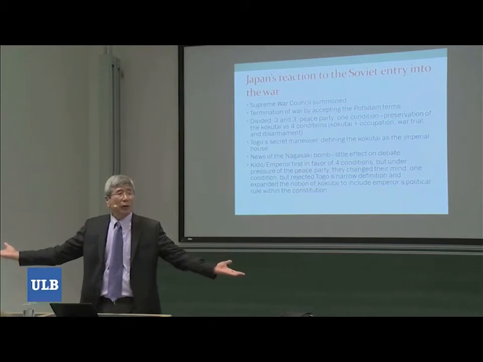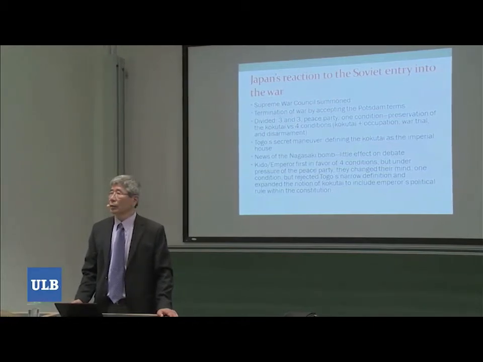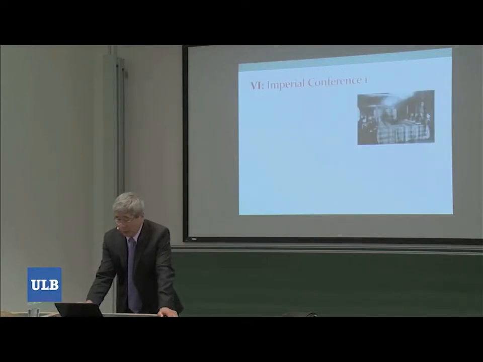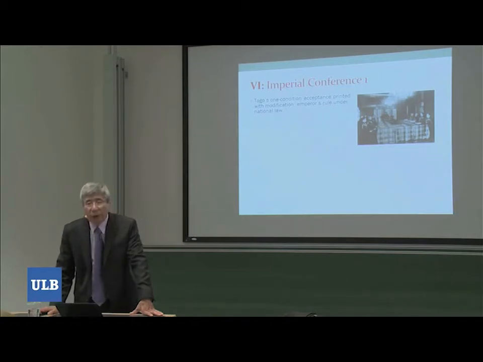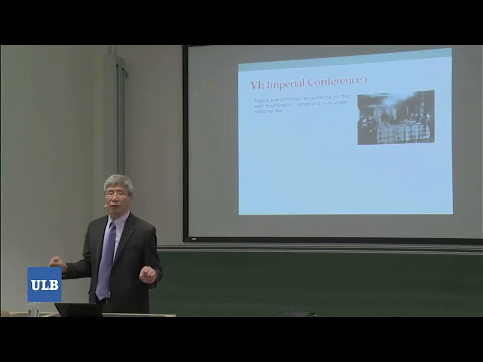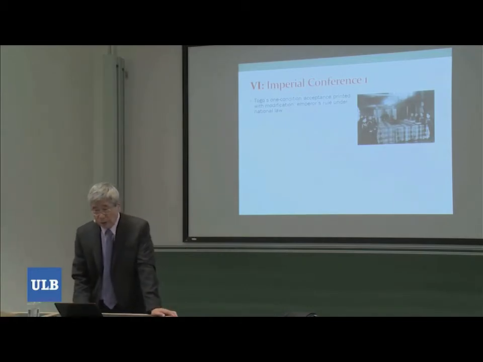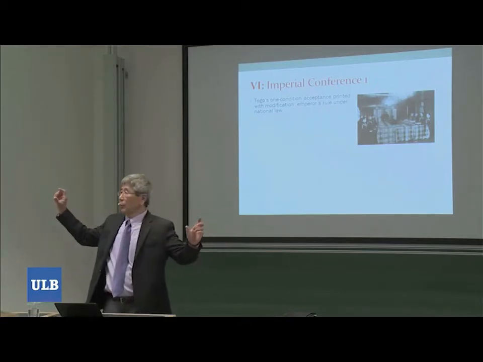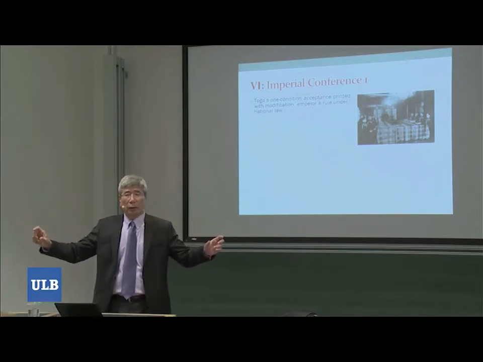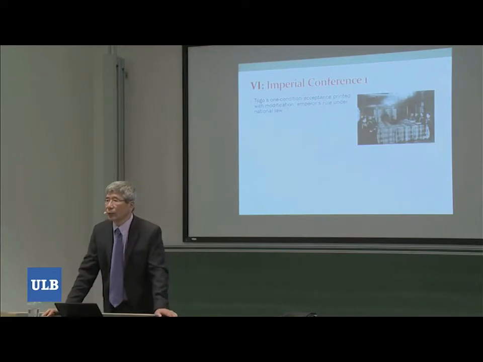And so an unprecedented Imperial Conference was held after 11 o'clock on August 9th, lasting into the early hours of August 10th. The Supreme War Council members appeared in the Imperial Conference. There was a draft text of acceptance of the Potsdam terms with only one condition: the emperor's rule under national law. That is the second notion. The emperor represents the organ of the state under national law, right? Under that one condition, the Japanese would accept the Potsdam terms.